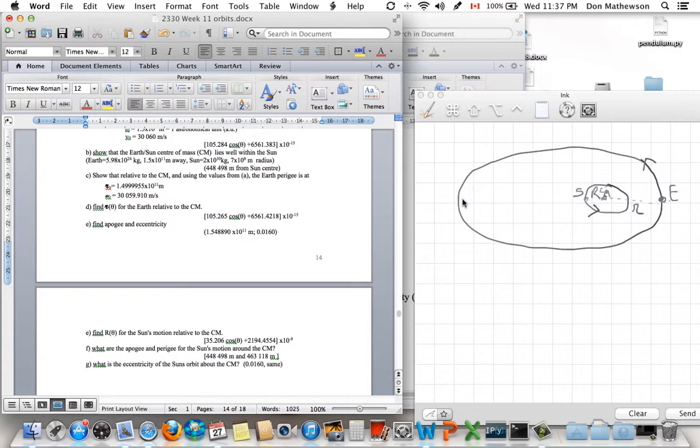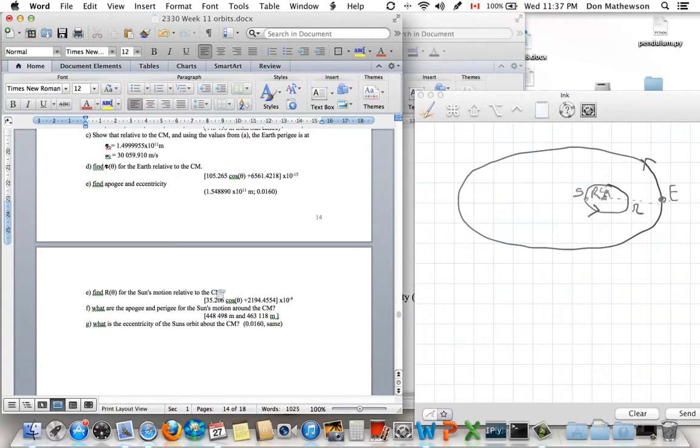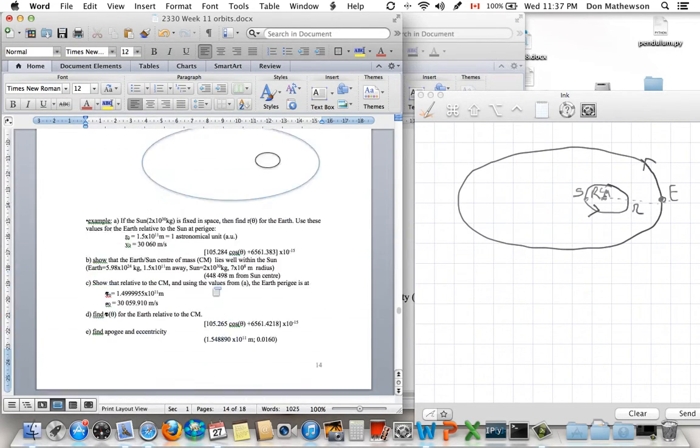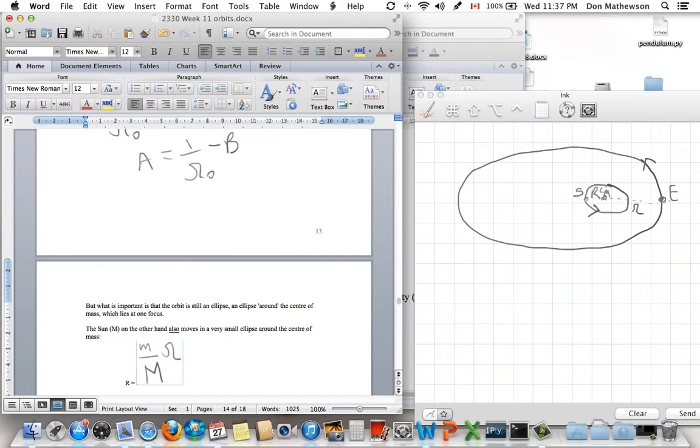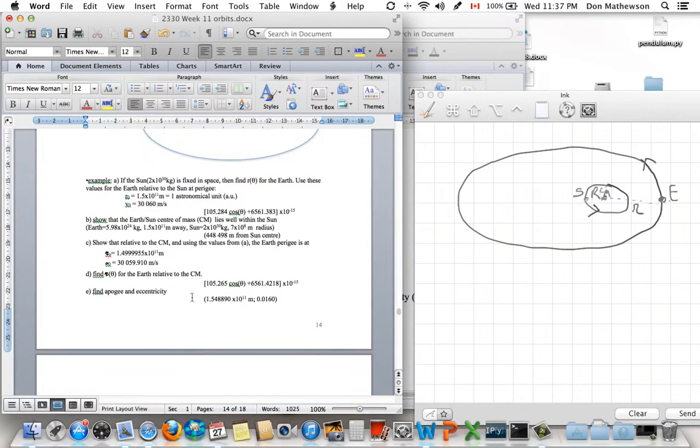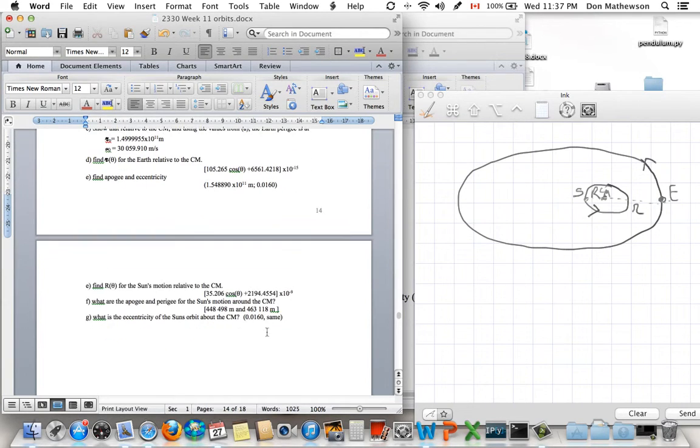That's how far the Earth is from the center of mass way over here. Then just use the ratio, which is given right here, to find the size of the sun's ellipse. And you should show that this equation is true.